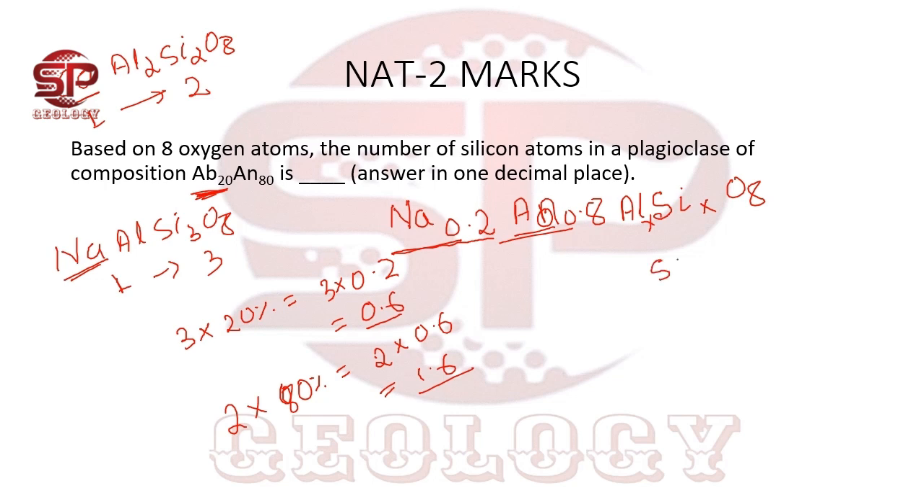So the silicon will be 0.6 plus 1.6. Sorry, it will be 2.2. So the value of silicon will be 2.2 here.